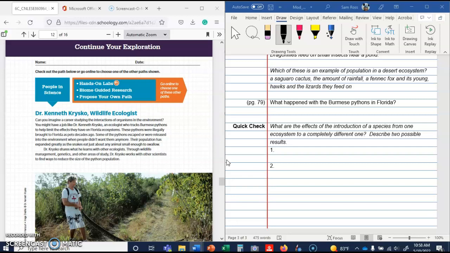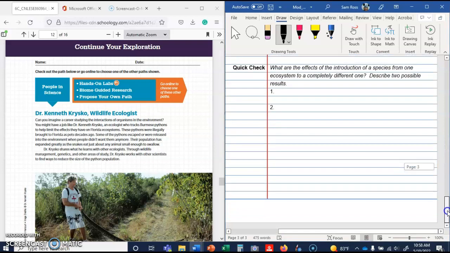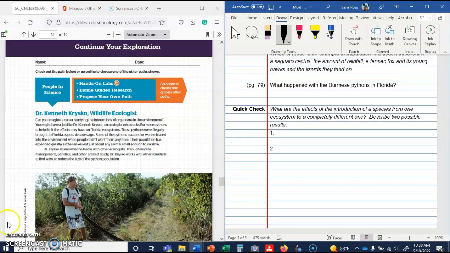Number 2, the organism may not have any predators and may begin to threaten the native populations of the ecosystem. And I think that's it for our notes. Let me know if you have any questions.